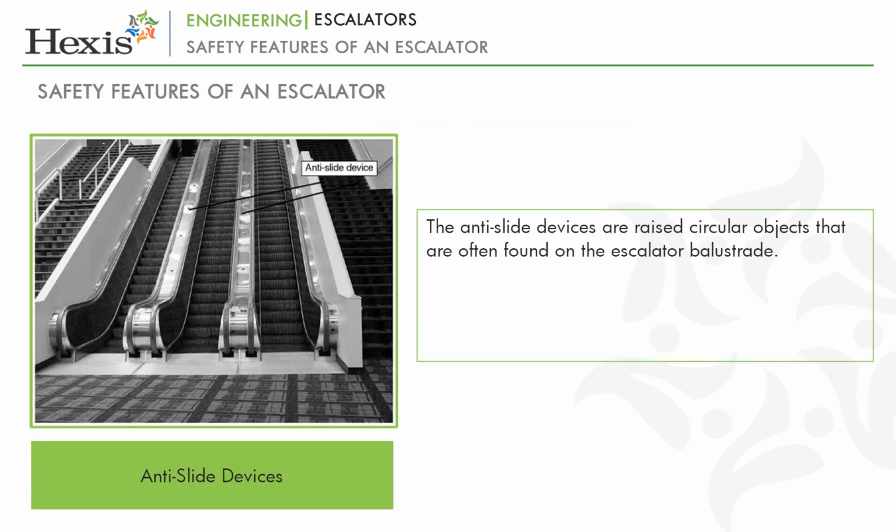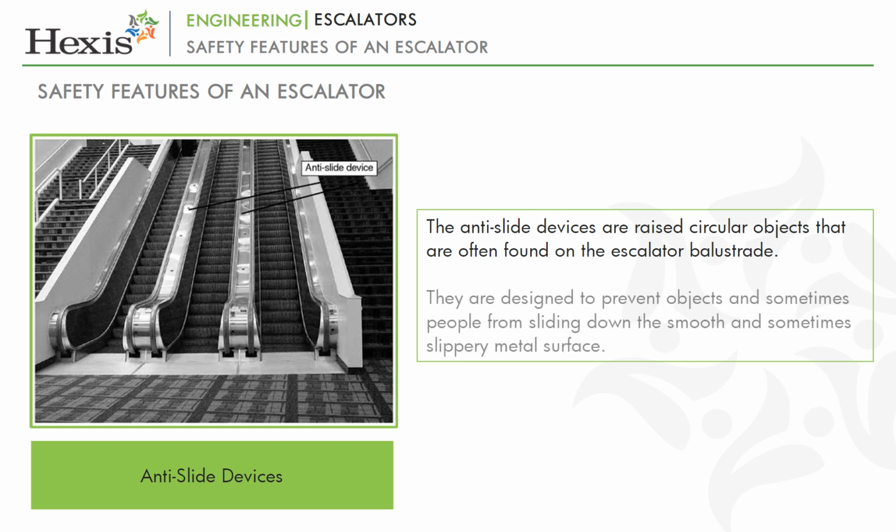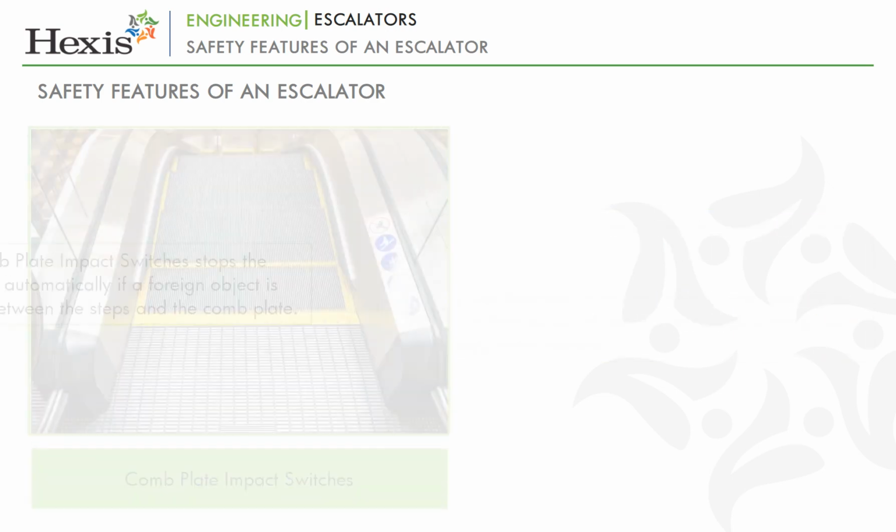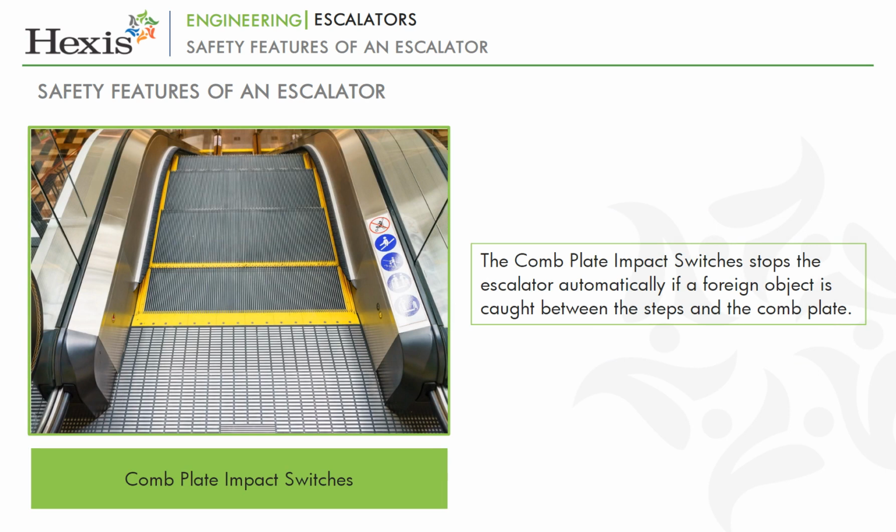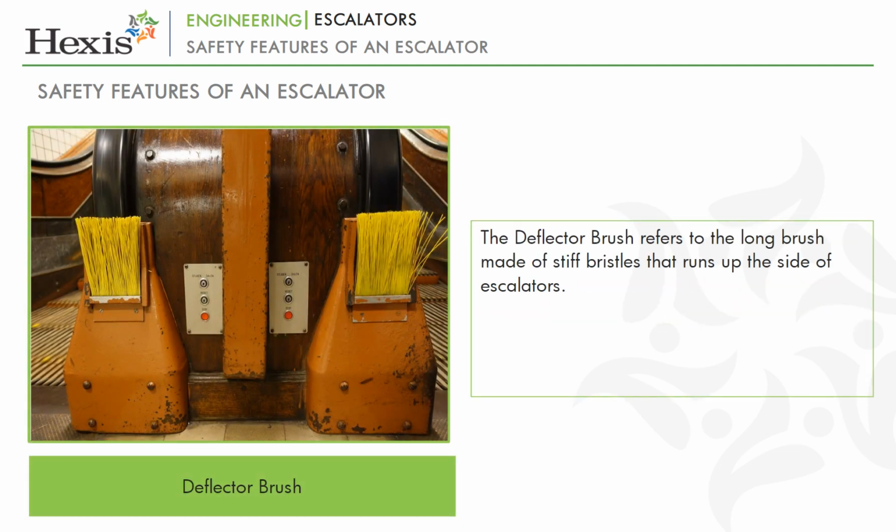The anti-slide devices are raised circular objects that are often found on the escalator balustrade. They are designed to prevent objects and sometimes people from sliding down the smooth and sometimes slippery metal surface. The comb plate impact switches stop the escalator automatically if a foreign object is caught between the steps and the comb plate. The deflector brush refers to the long brush made of stiff bristles that runs up the sides of escalators.